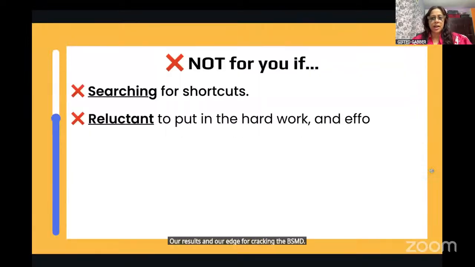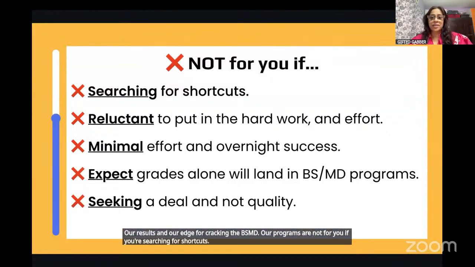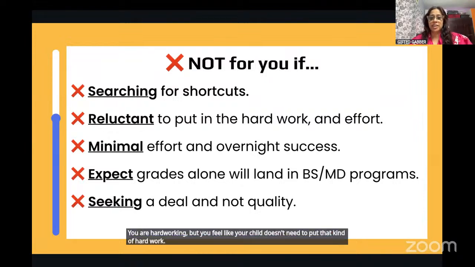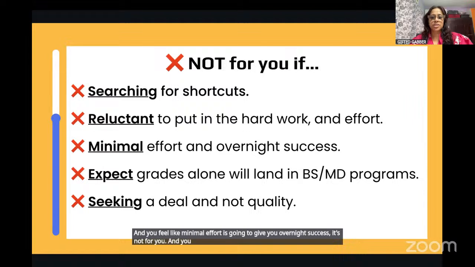Okay. Our programs are not for you if you're searching for shortcuts. You are hardworking, but you feel like your child doesn't need to put in that kind of hard work, and you feel like minimal effort is going to give you overnight success. It's not for you. And you feel like grades and test scores alone will help you land in the BSMD. That's not right either. And if you're seeking a deal and not quality or value, then this is not for you.